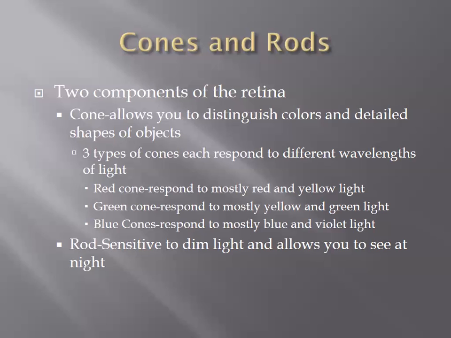So your rods and cones are the components of your retina. They allow you to see light. Any questions about rods and cones? Remember S, M, and L. If you look it up on Google, I think it gives you S, M, and L. That's red being S, green being M.